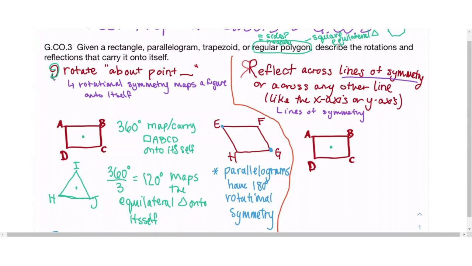Okay. What happens with the lines of symmetry is basically you can think of it as folding it in half, where all of the corners are still going to match up with another corner. So like with this rectangle, if I folded it across this line, then basically A would fold over and line up with B, and D would fold over and line up with C. And then that means that is a line of symmetry.